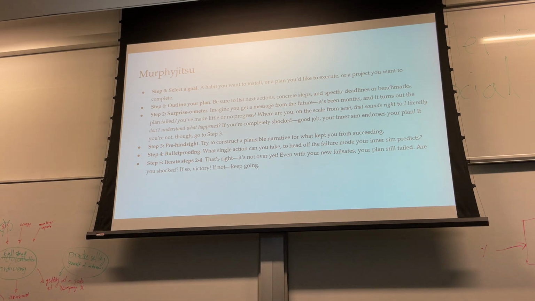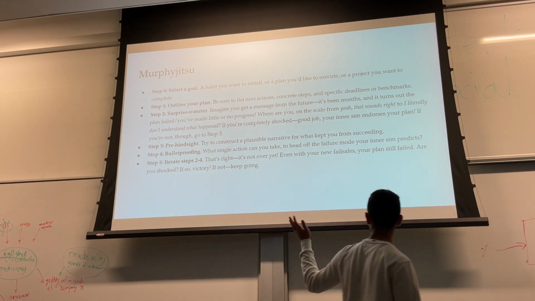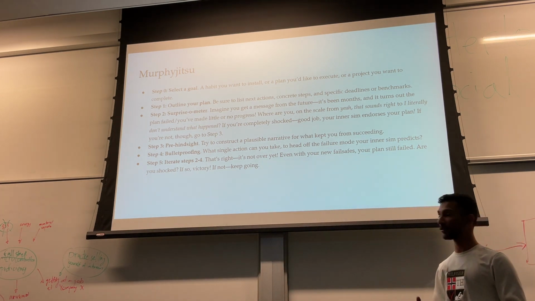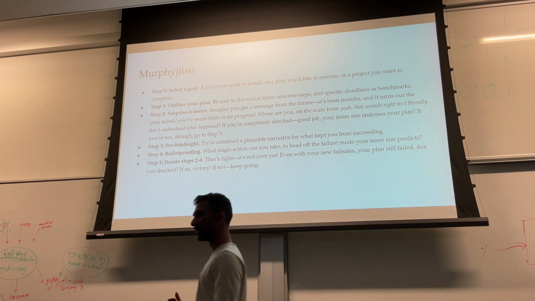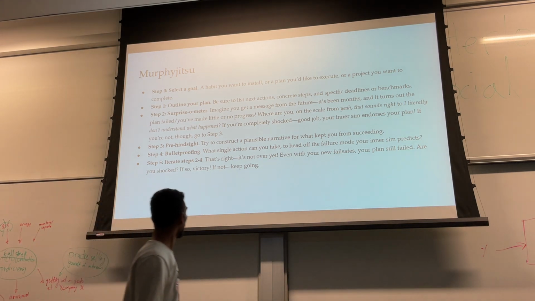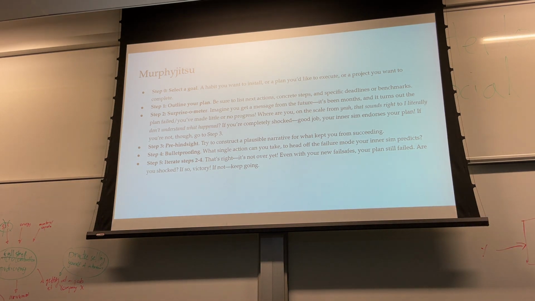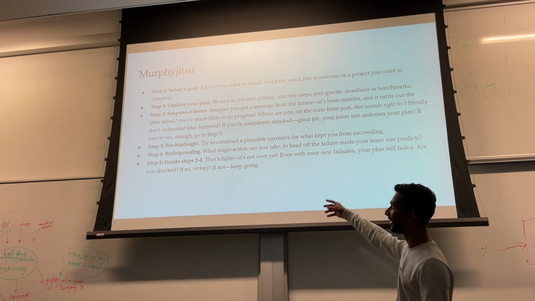So now that you have hindsight, step 4 is bulletproofing, right? What single action can you take to head off the failure mode your inner sim predicts? I know they say single action, and I guess that's: what's one really important thing you could do to prevent that from happening? So one thing I can think of is being in an environment where you're not distracted. Another thing, at least for studying, is that when I'm procrastinating, it's because I don't have a concrete priority of what things to work on, and that's why my mind is fluttering. So yeah, I think introspecting is good.